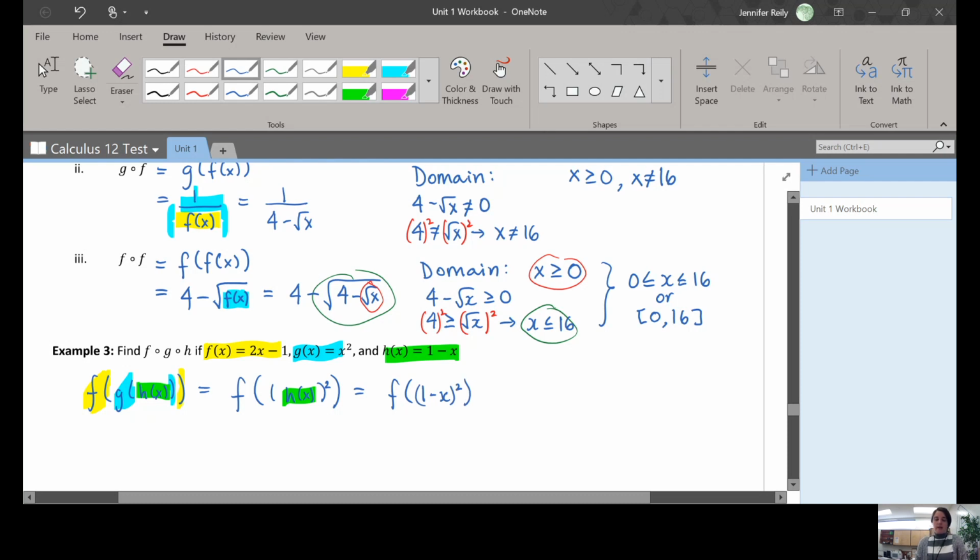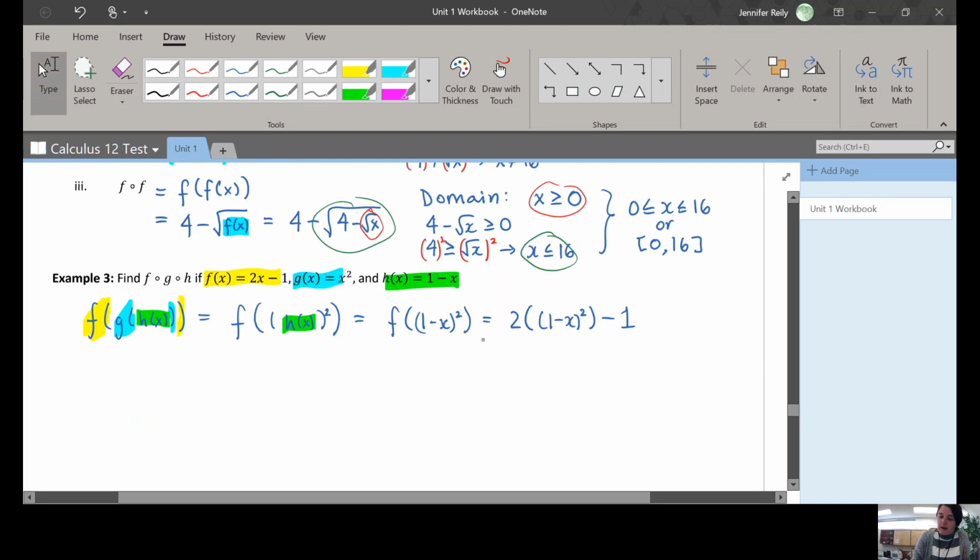Okay. And now it's time to input that function into the f function. So the f function says, take 2, multiply it with your input value, and subtract 1. So we're going to input this function we had here, 1 minus x squared. And that's it. I have one too many brackets there I don't actually need. 2 times 1 minus x squared, minus 1. Okay, and that's it.